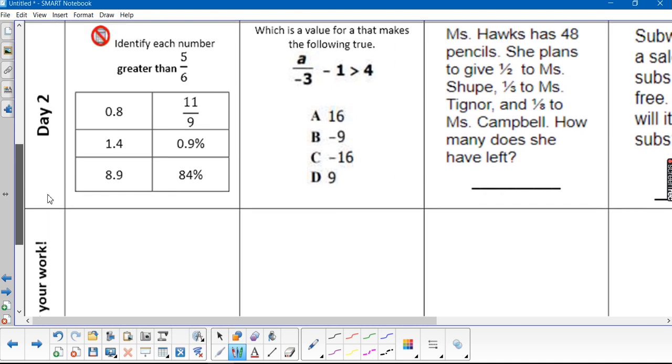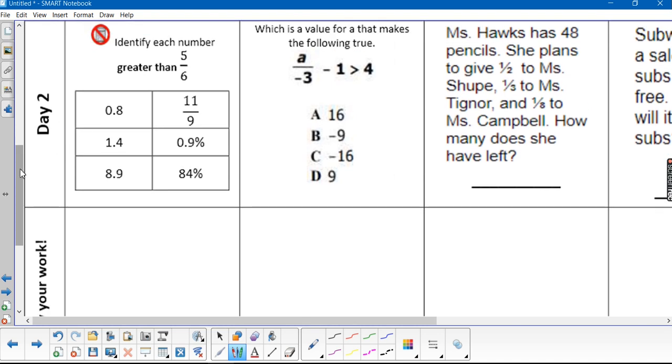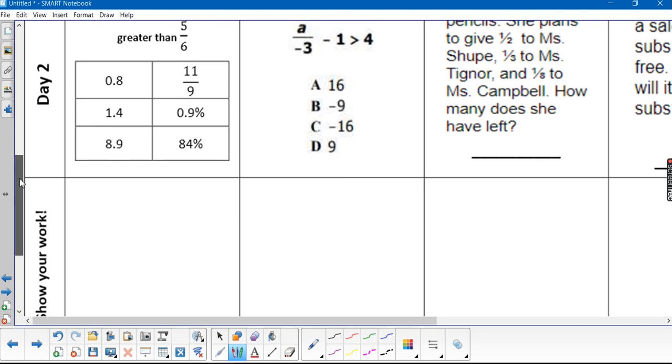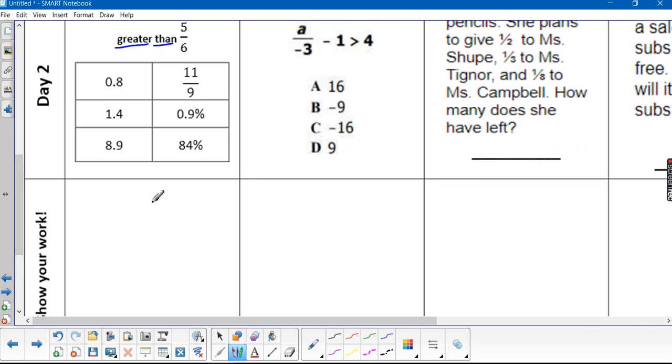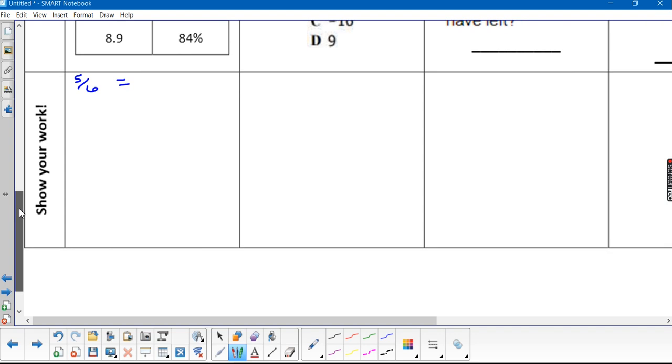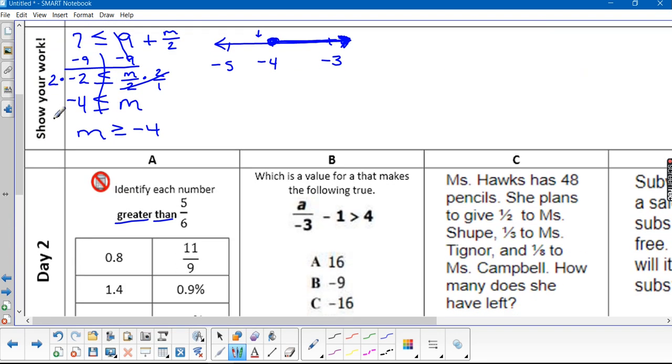Slide over here. Let's go through here. I think this one's a little tough in my opinion. Notice it says no calculator. We got identify each number greater than 5/6. I think that's the key, greater than 5/6. So first thing I'm going to do is get my 5/6 written here. I got to get that in some kind of form where I can compare that with everything else, okay?